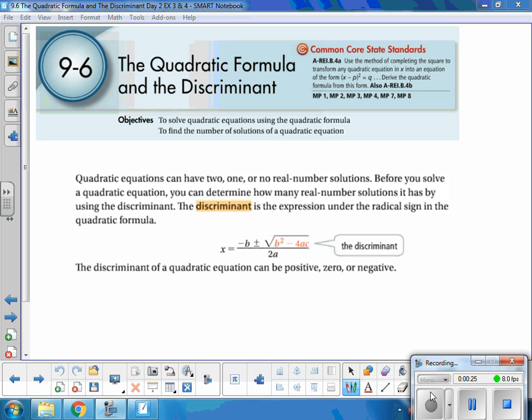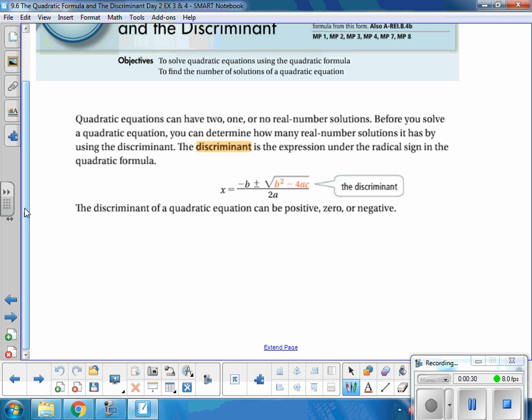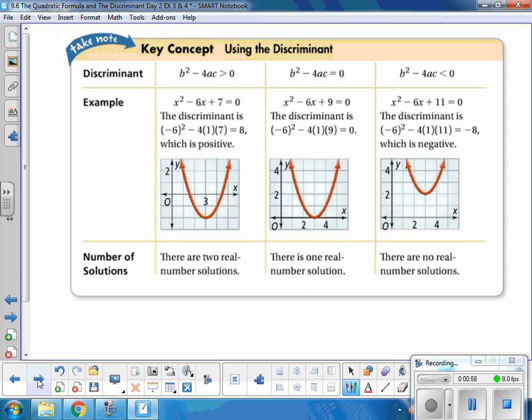All right, so the quadratic equation can have one, two, or no real number solutions. Before you solve a quadratic equation, you can determine how many real number solutions it has by using the discriminant. The discriminant is the expression under the radical sign in the quadratic formula, so what's marked in red here. The discriminant of a quadratic equation can be positive, it can be 0, or it could be negative inside that square root. And depending on which it is, it's going to tell us about the number of solutions.